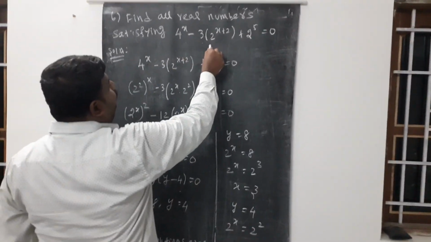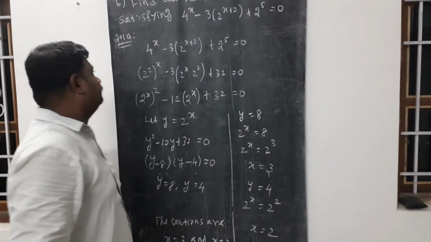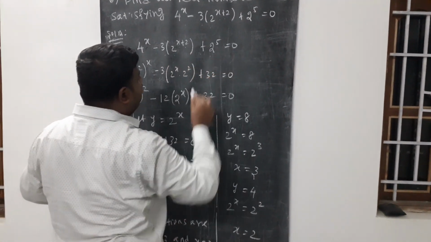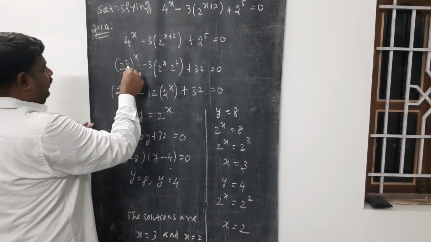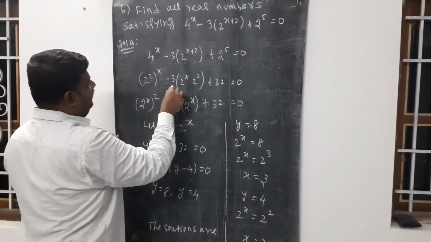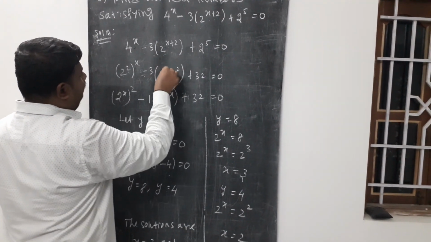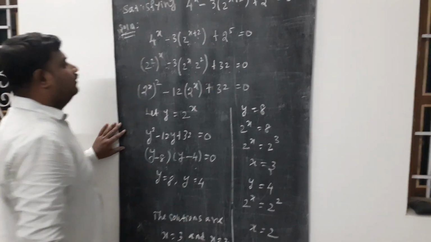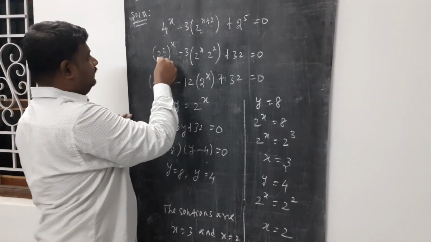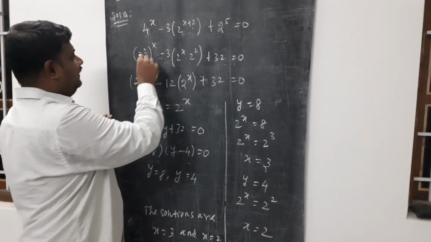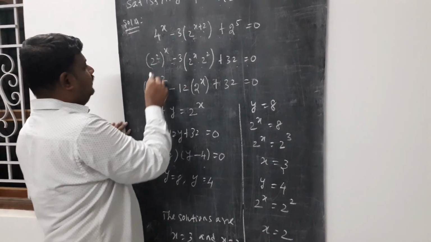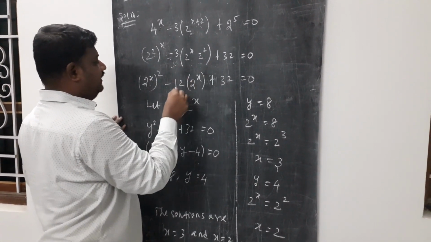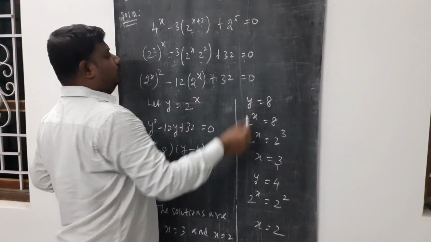I am writing the given question: 4 power x minus 3 into 2 power x plus 2 plus 2 power 5 is equal to 0. 4 power x, I am writing as 2 square. So 2 square the whole power x, minus 3 into, I separate 2 power x into 2 square, plus 32 is equal to 0. You can interchange the powers, m into n. So 2 power x the whole square, minus 2 square value is 4, 4 threes are 12, so minus 12 into 2 power x, plus 32 is equal to 0.